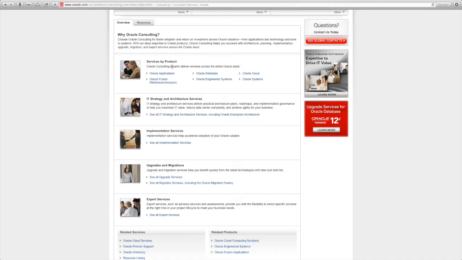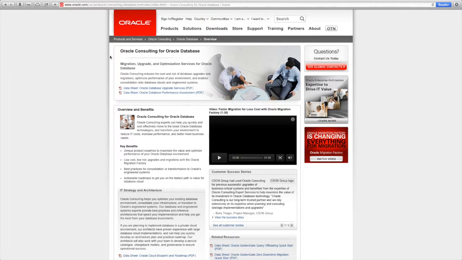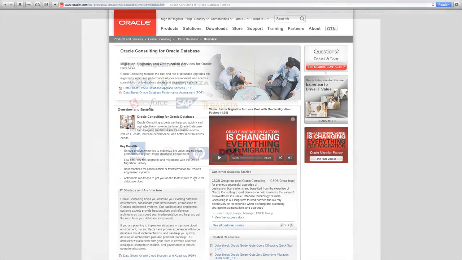If you're particularly interested in particular services, again, we can go to Oracle database, and we see that they're going to be offering some consulting to help you implement the database. And if you want to get some additional information, you can go to the data sheet and perhaps see what kinds of things were being offered by Oracle.